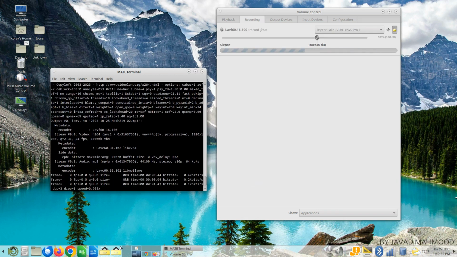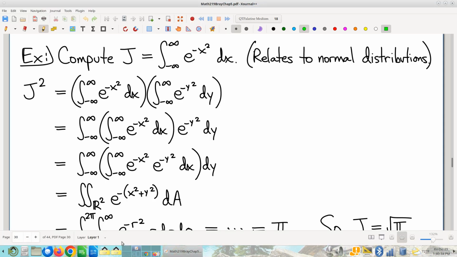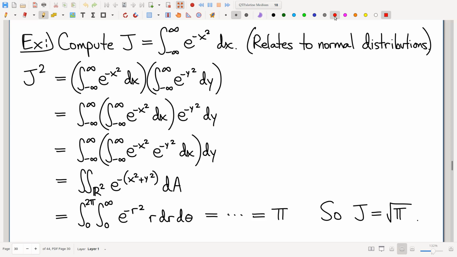Okay, time to get started. So here's where we were last time. Well, here's where we left off last time. So there's a kind of a cool example here of how to do polar coordinates. This is a classical calculation.